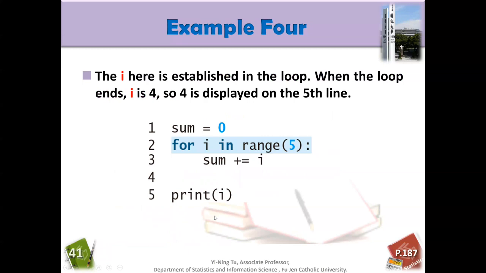So this is another example. The i here is established in the loop. When the loop ends, i is 4, so 4 is displayed on the fifth line. So this is a sum, right? i is established in the loop, not in a function. So finally you might think it's 5, but when we print it, sorry, it's 4, because with range you have to take the number minus 1. So it will be 4. So finally when you print it, it is still 4. Okay, i is still 4.